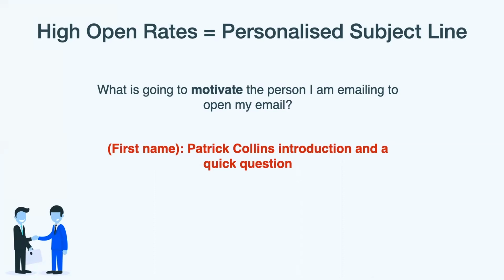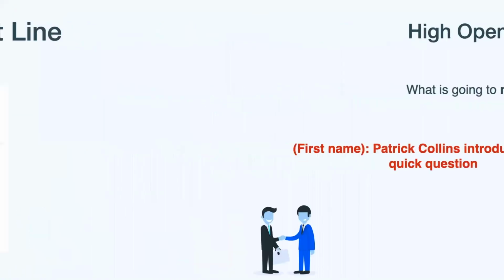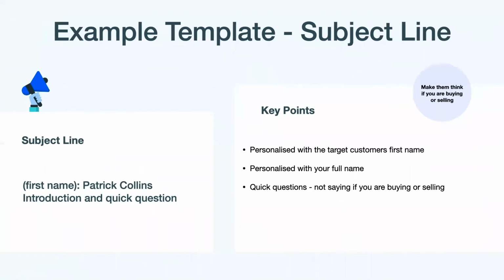So the first thing is what's going to motivate people to open the email. I use exactly this subject line and it works incredibly well. So for the subject line, I say first name, as in the first name I'm targeting. Then I always say my name, and I just say introduction and a quick question. Every business that I work with, that's what I do.